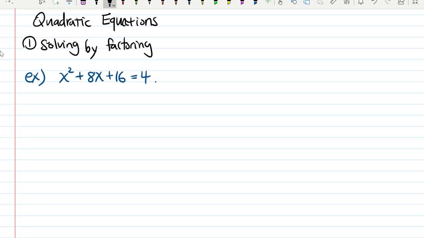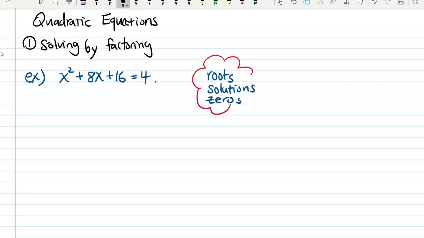So usually on the questions, they ask you to find roots, solutions, or zeros. These are all the same things that they're asking you to do. So what you're doing is finding the x value that satisfies this equation. So these are the terms that you're looking for in the question: roots, solutions, zeros. These are all for answers. So in this case, the x value.